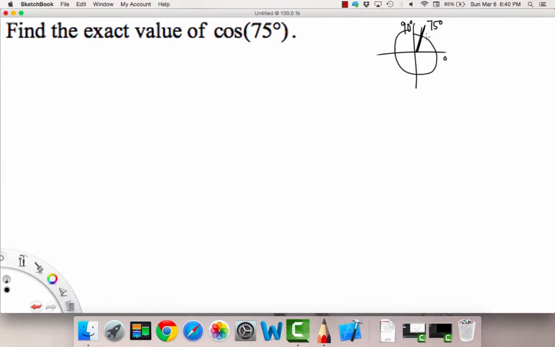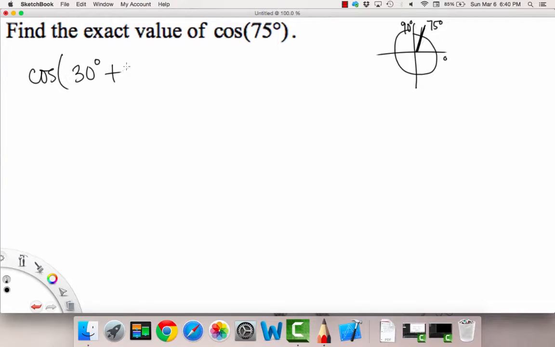Because we know 60. We know that one real well. That's like our pi over 3 angle. But 75 degrees, yeah, we're not quite sure about that. So what we can do actually is split 75 up into two different angles being added together.